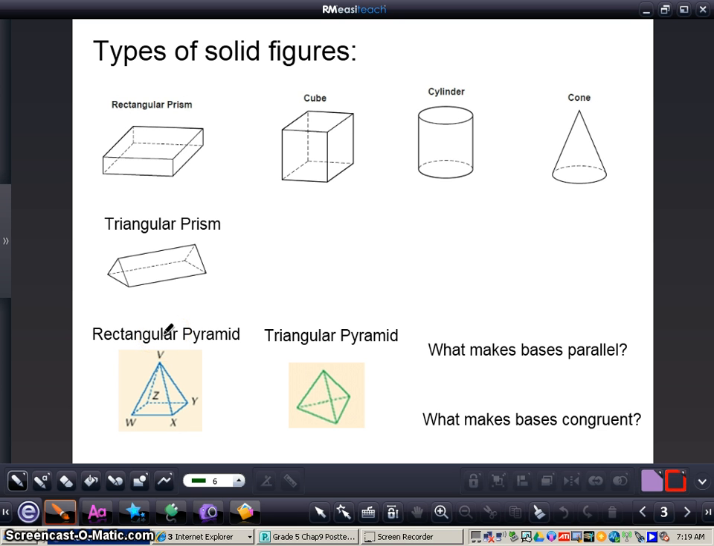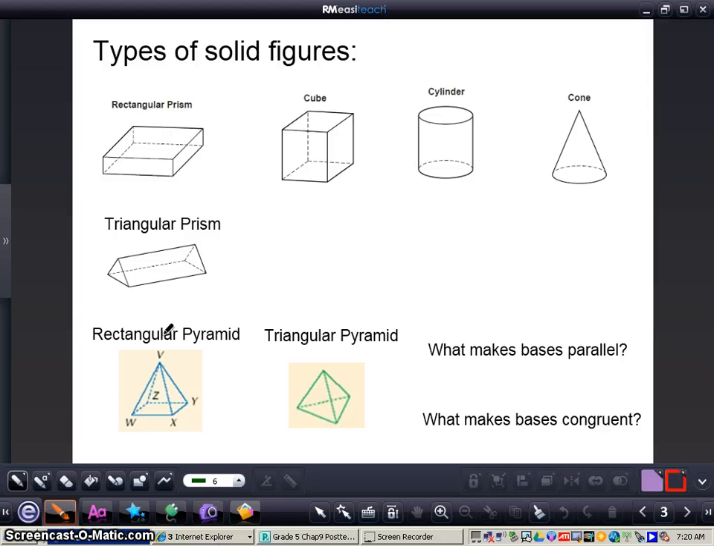Okay, now we're going to take a look at different types of solid figures. The first one is a rectangular prism. With a rectangular prism, it's important to understand that all the faces are rectangles. And also the definition of a prism, why is it called a prism? It's because it's a solid figure with two congruent parallel bases and faces that are parallelograms.